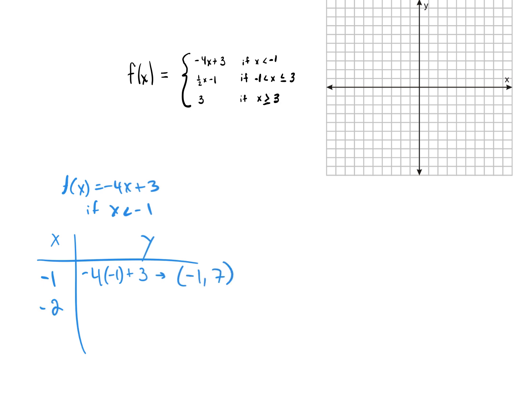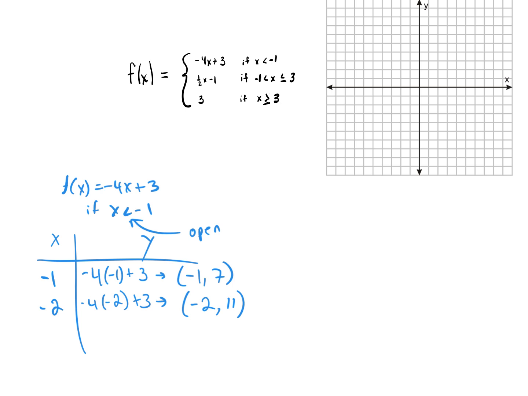Then let's do negative 2. So negative 4 times negative 2 plus 3. Negative 4 times negative 2 is 8. 8 plus 3 is 11. It's going to be negative 2, 11. Now, because again, the inequality does not have the or equal to, it means it's an open circle, because that solution at negative 1 is not included.